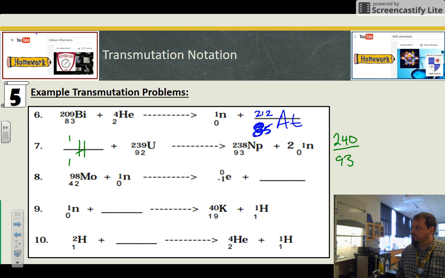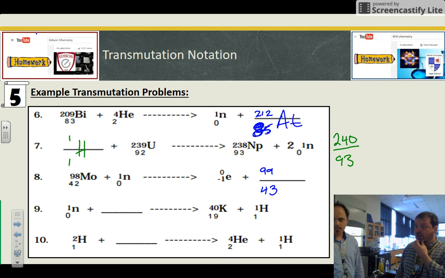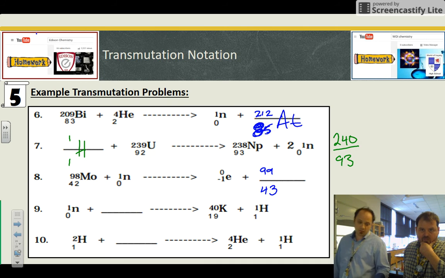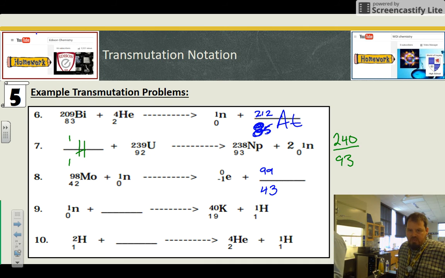All right, let me try this next one. I bet that's a 99 on top, because I see a total of 99 on the left, and a 43 on the bottom. 43 minus 1 is 42, which is what I see on the right. Look up left: who is number 43? It's next to molybdenum. Tc, technetium.